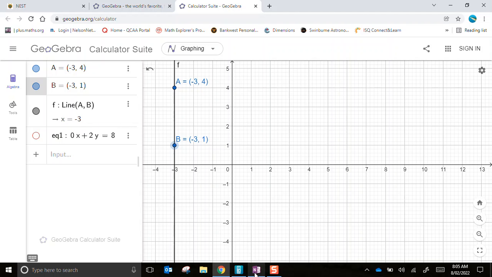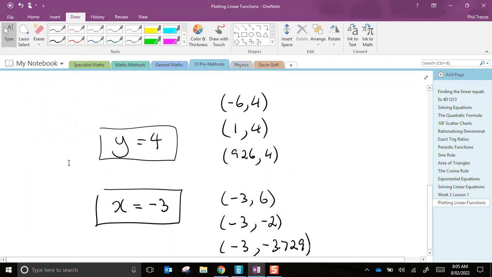So the thing to remember: if we have y equals, that is a horizontal line. If we have x equals, that is a vertical line.